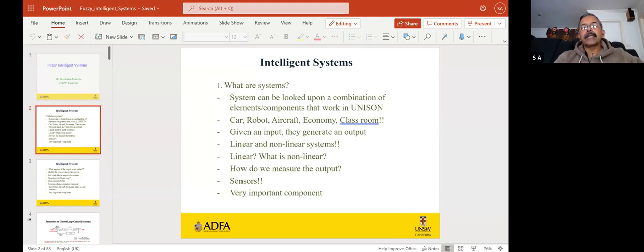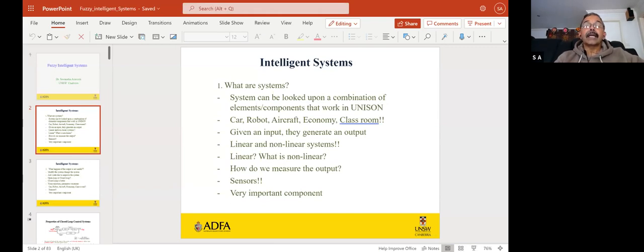I'll put a number of examples here. Like a car. A car can be looked upon as a system. A robot is a system. An aircraft is a system. An economy is a system.